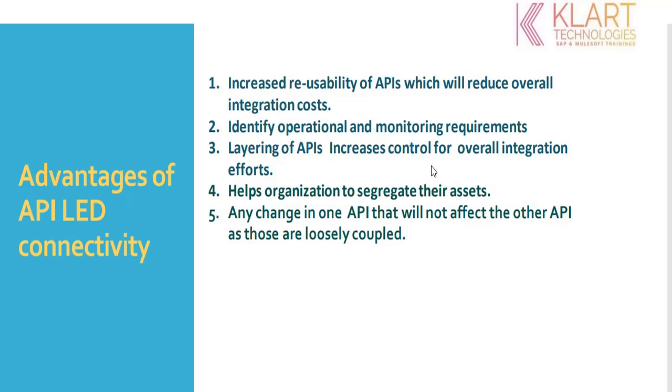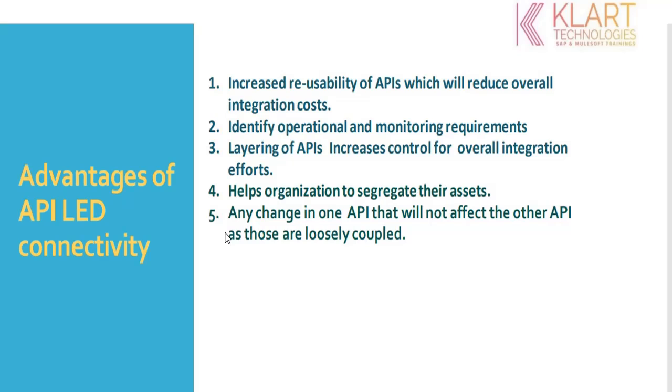So in case of any defects or any enhancements needed, we have complete control over these APIs, which saves time in fixing defects and making enhancements. Okay, so this will save a lot of effort, and it will help the organization to segregate their assets, as we discussed earlier. If an organization has a lot of system APIs, process APIs, and experience APIs, they will segregate them into different APIs so that they can reuse them whenever the need comes.